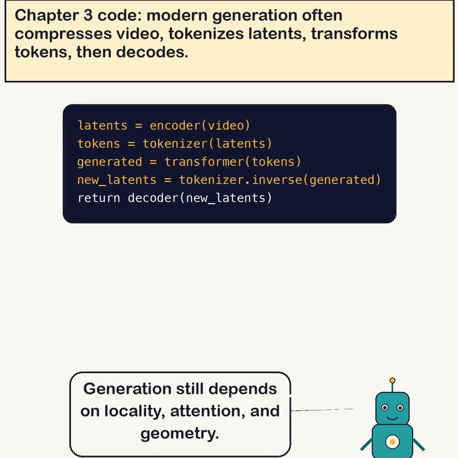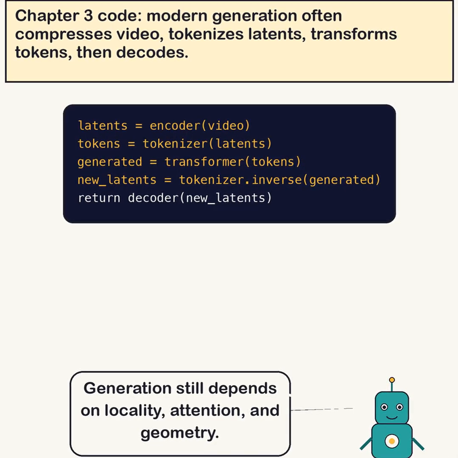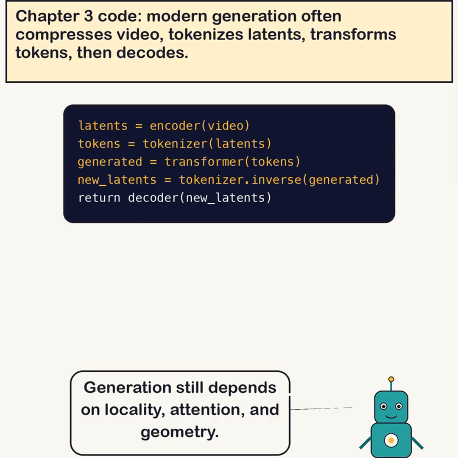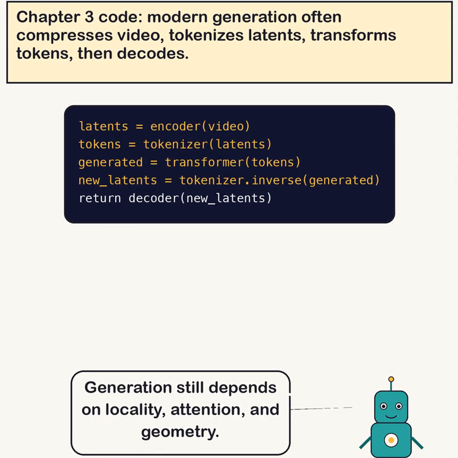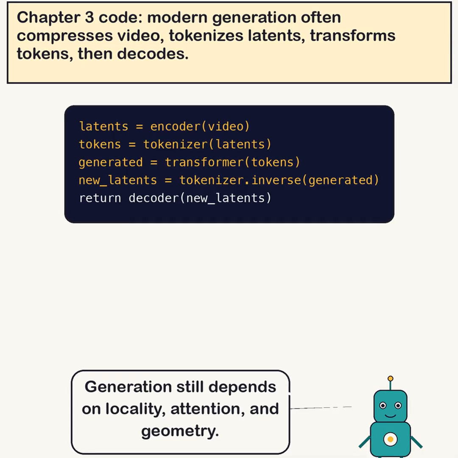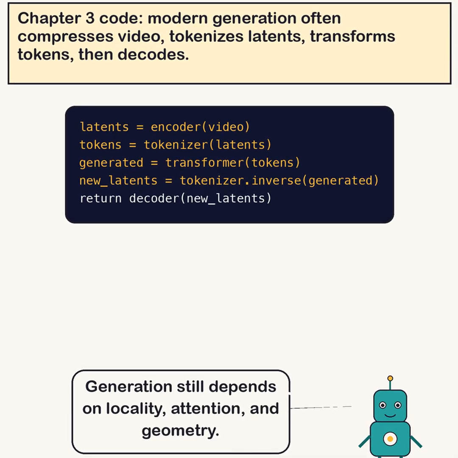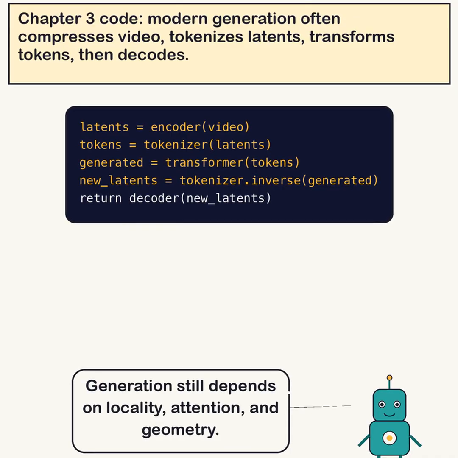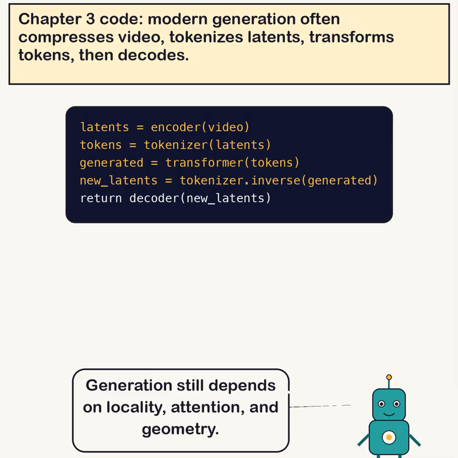Modern image and video generation still follows the same visual principles. An encoder compresses video into latents. A tokenizer turns latents into space-time tokens. A transformer predicts new tokens. The inverse tokenizer and decoder turn them back into visual data.